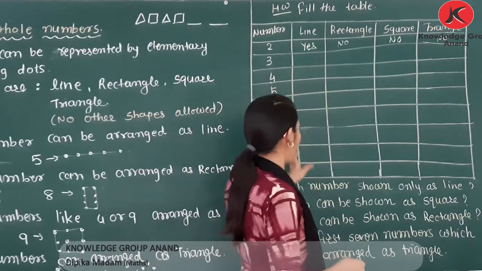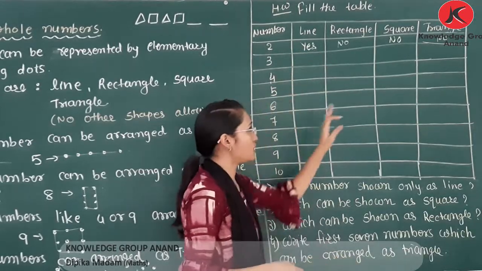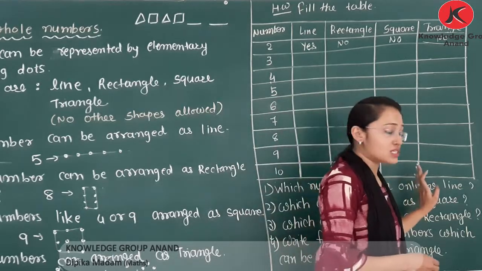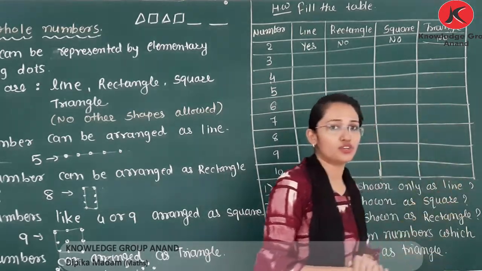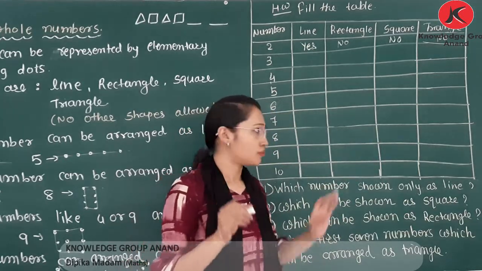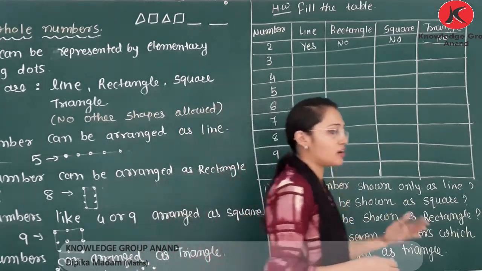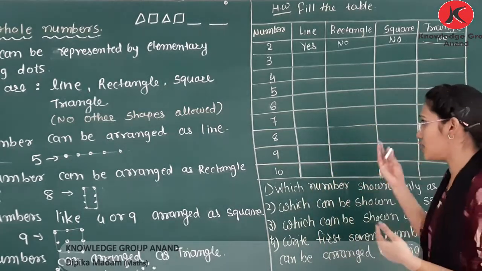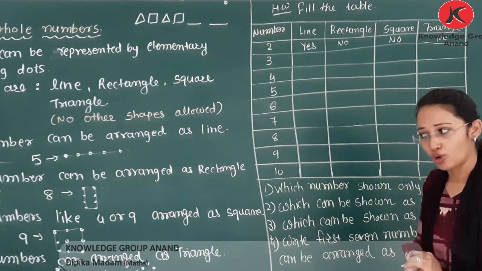Now, from 2 to 10, which number can be arranged as a rectangle? Which number can be arranged as a square? And which number can be arranged as a triangle? That you have to fill in the table. Make the dots in your rough work, not in the table. If a triangle, square or rectangle is formed, write yes; if not formed, write no.